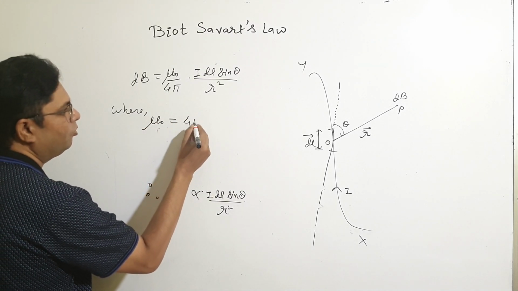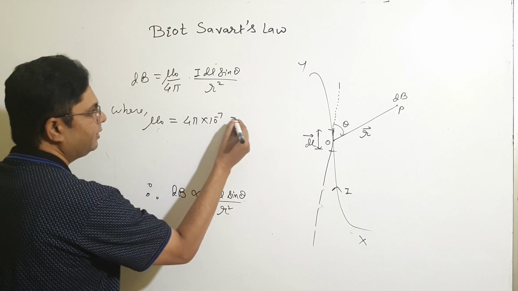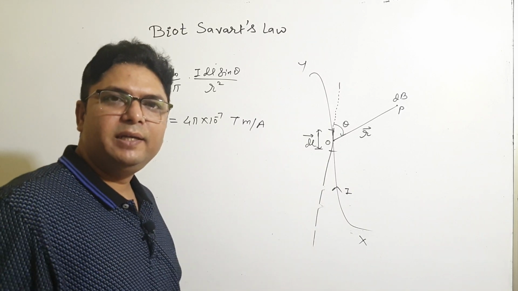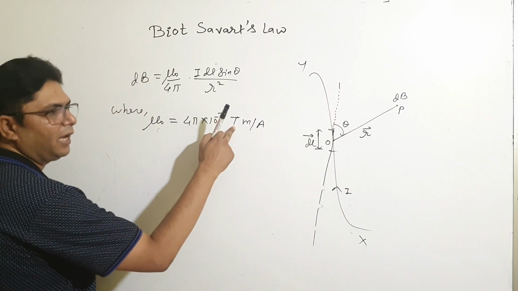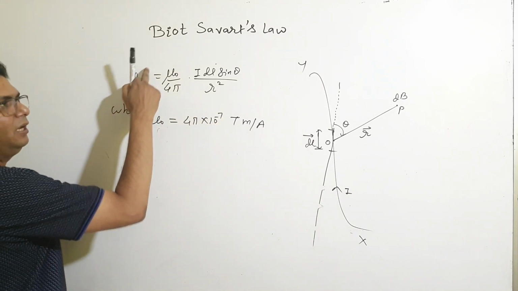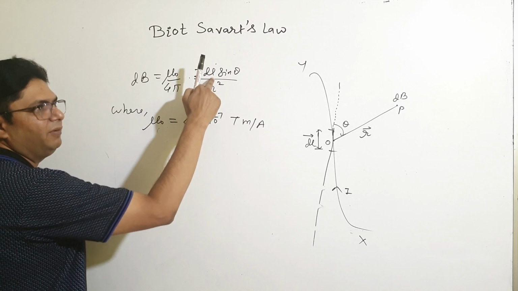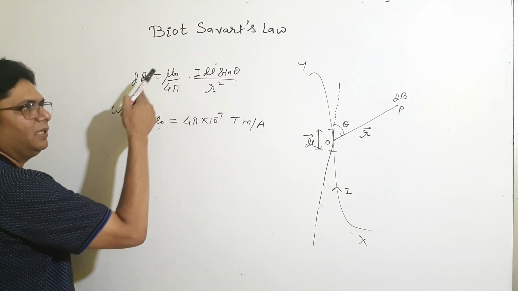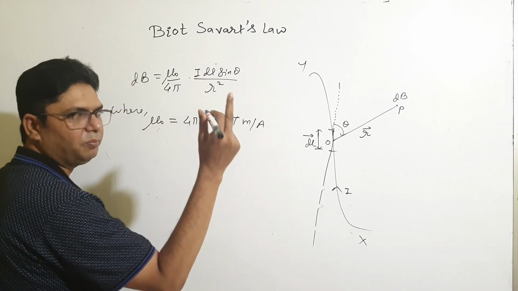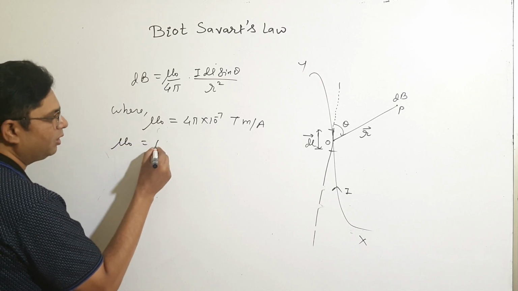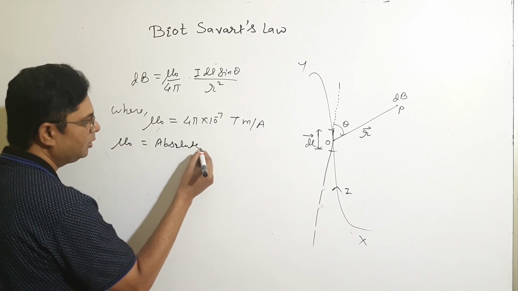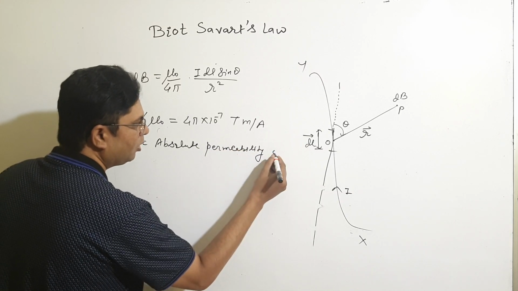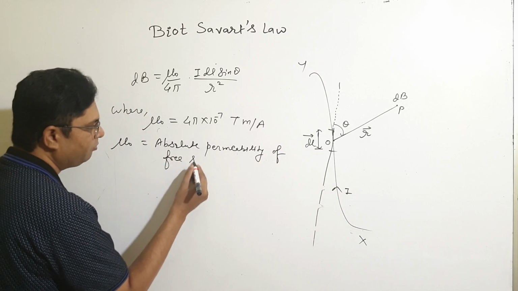where mu naught is equal to 4 pi times 10 to the power minus 7 Tesla meter per ampere. The SI unit of magnetic field is Tesla, symbolized by T. So here it is Tesla, here it is meter square, and one meter cancels, so here it becomes meter, and this is ampere. So move this meter this side and this ampere this side. So you have mu naught equals Tesla meter per ampere. This mu naught is known as the absolute permeability of free space.